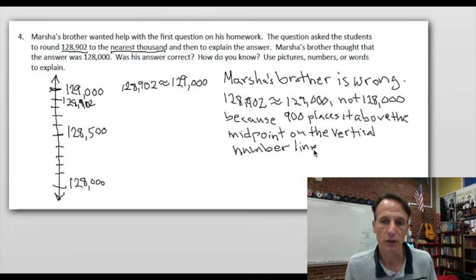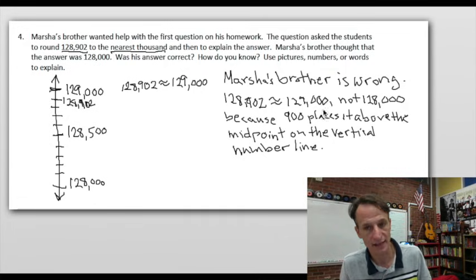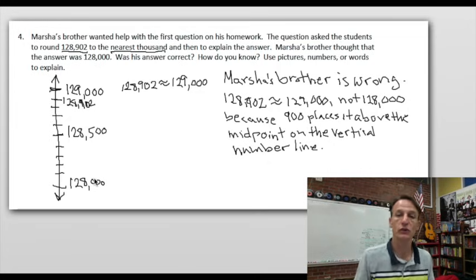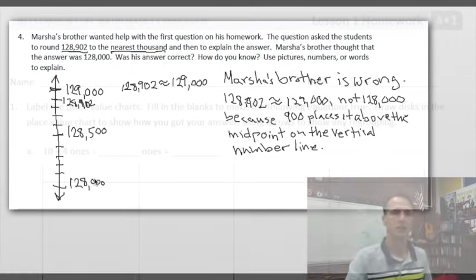So there we go. Marsha's brother is wrong. 128,902 is about equal to 129,000, not 128,000, because 900 places it above the midpoint on the vertical number line, which our graphic here shows. And guess what? Homework time for you is over. Have a great day.